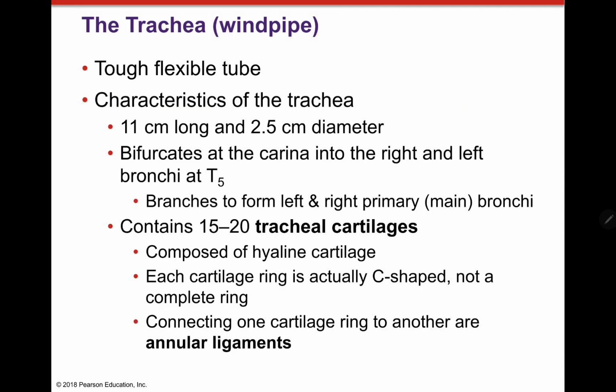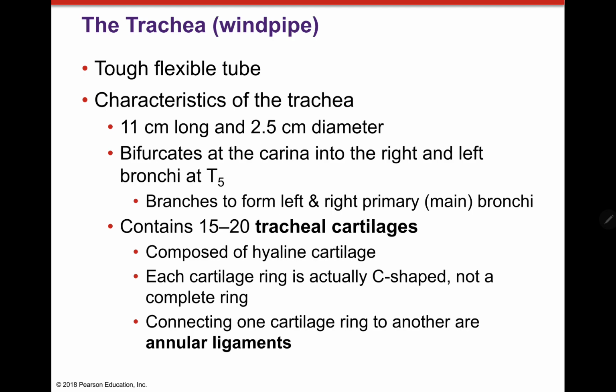So, under the larynx area, let's go into the trachea. The trachea is going to be that tough, flexible tube. It's called our windpipe. It's about 11 centimeters long and 2.5 centimeters in diameter. It's going to bifurcate at the carina, so it's going to split off into the right and left bronchi. And that's typically going to happen at around where your T5 vertebra is. This is where we're going to branch to form the left and the right primary main bronchi.